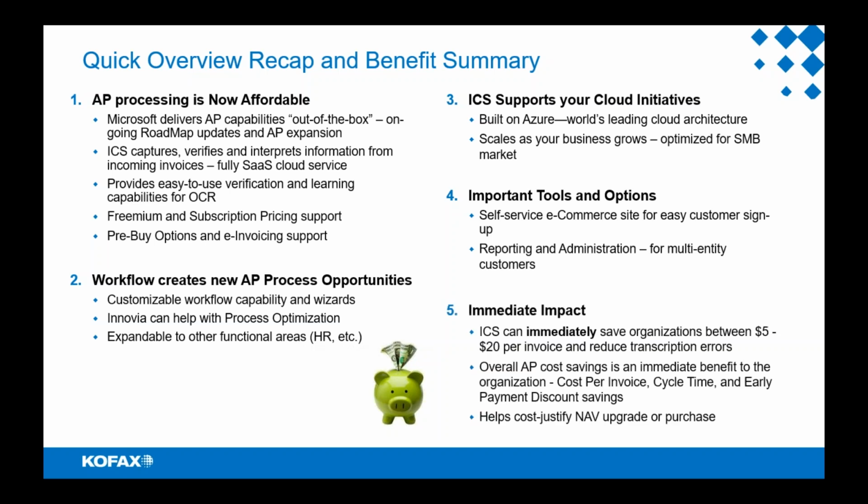And finally, immediate impact. As we shared earlier, just by turning this on, you can save between $5 and $20 per invoice and reduce your transcription errors. In fact, you can pretty much eliminate your transcription errors completely. You can also address the overall AP cost savings as it applies to the cost per invoice, cycle time, and starting to achieve some of those early payment discounts.